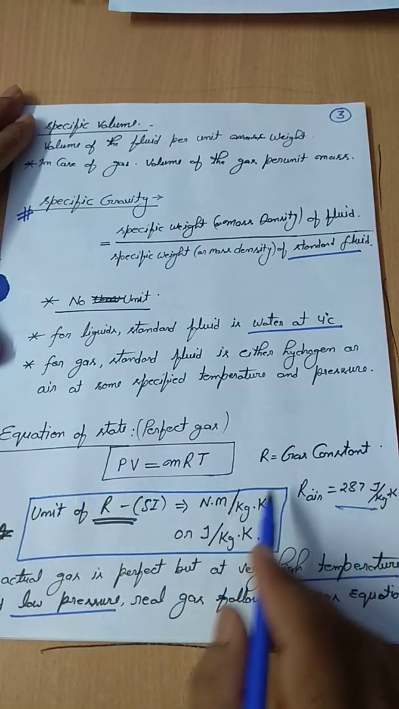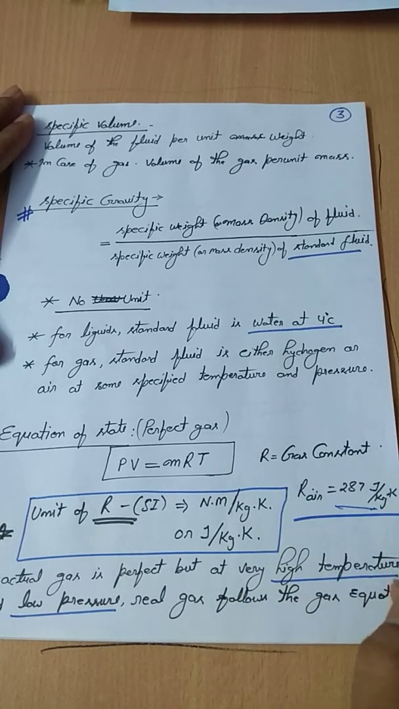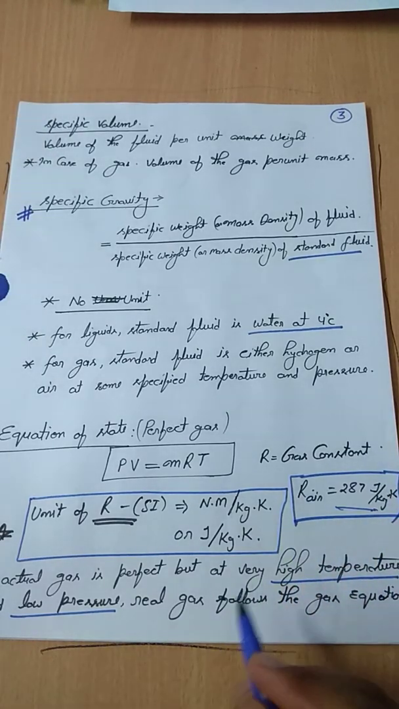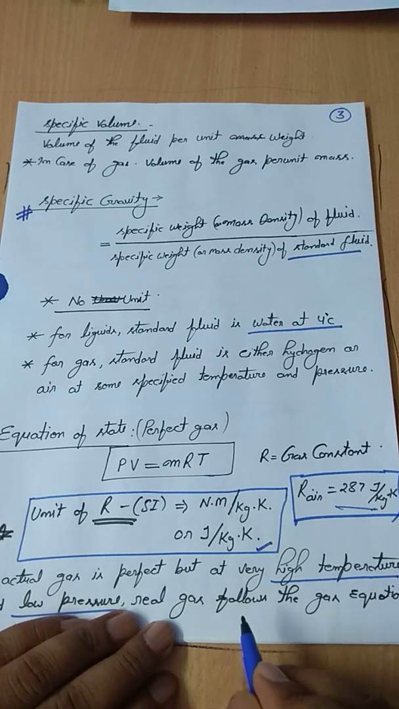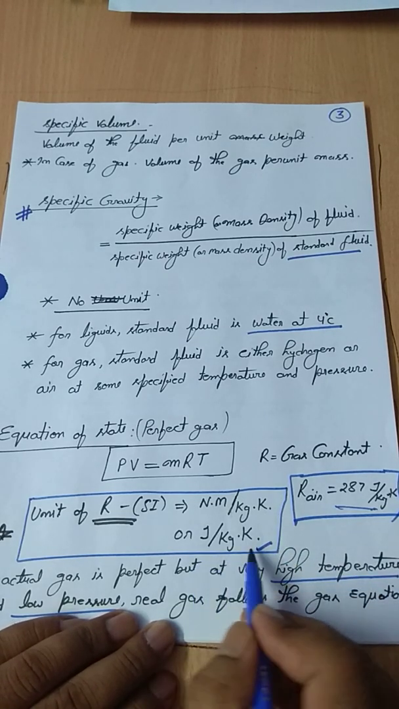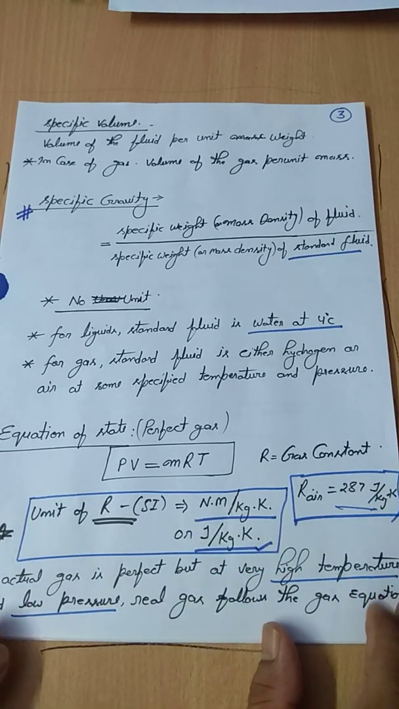P is equal to mRT. Here R is a gas constant whose value is 287. You should keep this in mind from the examination point of view, and the unit is also very important: Newton meter per kg Kelvin, and joule per kg Kelvin. You should keep both of these in mind for the examination.